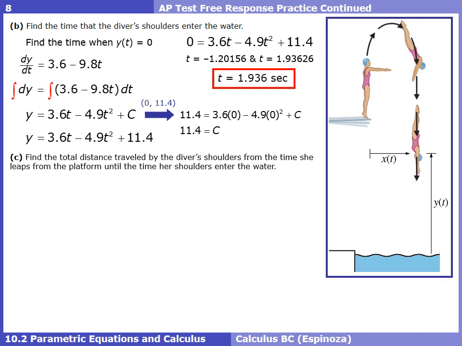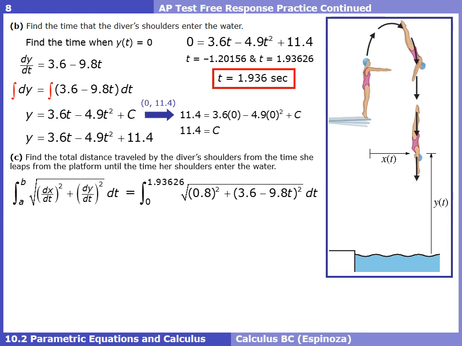So it almost takes her 2 seconds to go from the platform jump down to the water. In part C, we want to know how far she traveled. We want to know what the total distance was from the time she leaps to the time that she enters the water. What was that total distance that she traveled? To do that, we need to use our arc length formula, or if you look at it from the point of view of these questions, the total distance formula.